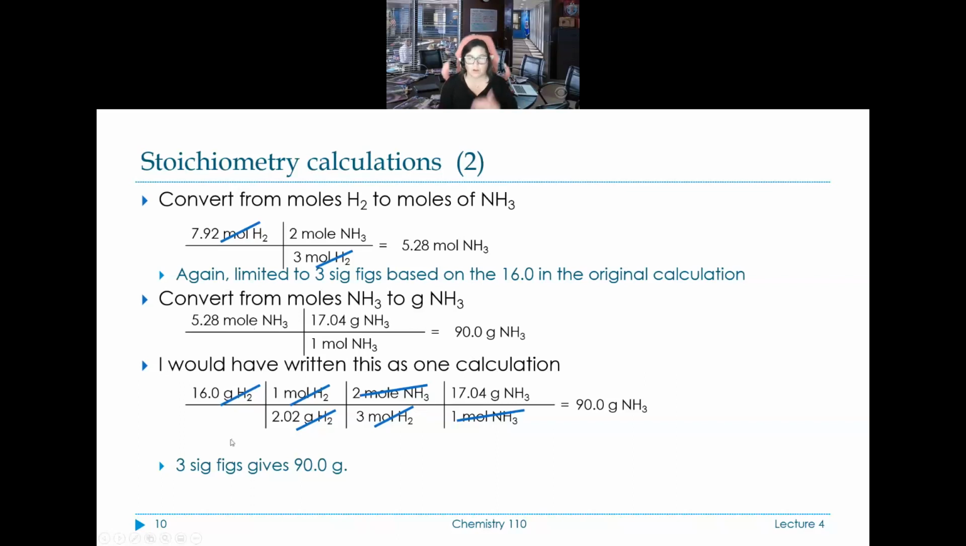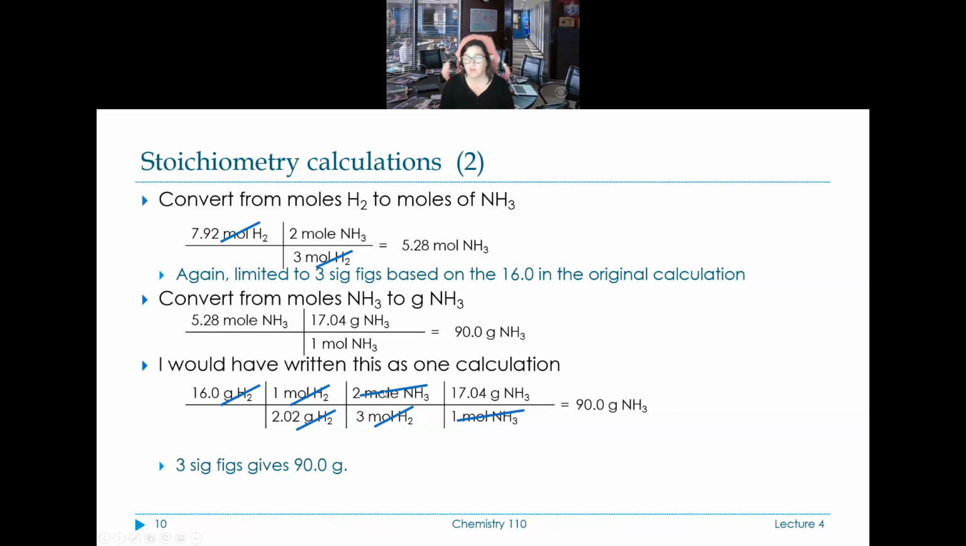I always start with whatever number they gave me. 16.0 grams of H2 is what they gave me. I get rid of the grams of H2 and convert to moles. So divide by 2.02 grams of H2 per mole of H2. Then I need to get rid of the moles of H2. I do that by using the ratio. So 2 moles of NH3, what I want, over 3 moles of H2, which I need to get rid of.